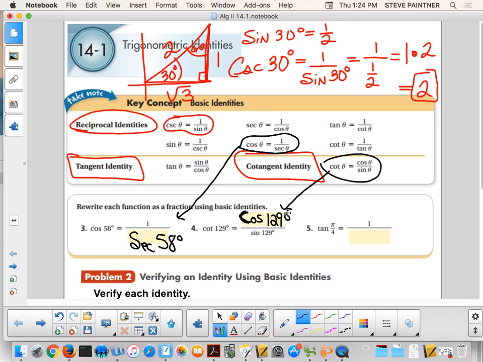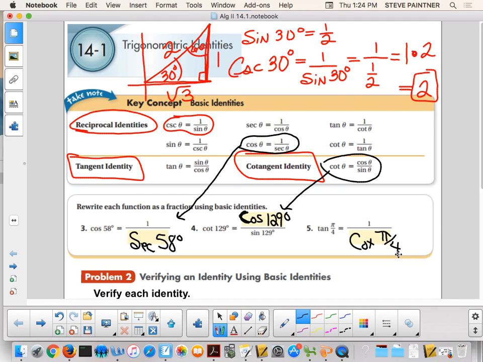The last one is tangent of pi over 4 is equal to 1 over. 1 over? That's reciprocal. What is it? Cotangent of what? Pi over 4. There you go. Again, what they're doing is making you look at the identities. The more you look, the more you remember. Okay? Are you ready? Yes, sir.